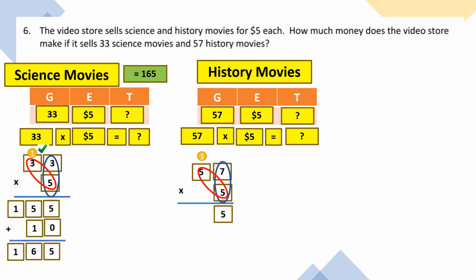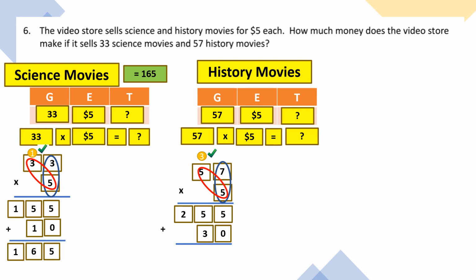Next, we're going to multiply 5 times 5. 5 times 5 is 25. So we're going to go ahead and write our 25 down. But we can't forget about that 3 that we carried over the tens place. That 3 is a whole 30 because it's in the tens place. So we're going to go ahead and add 30 to our solution of 255.